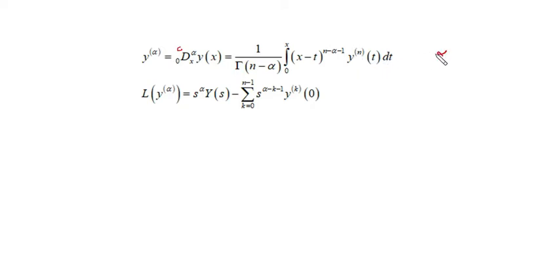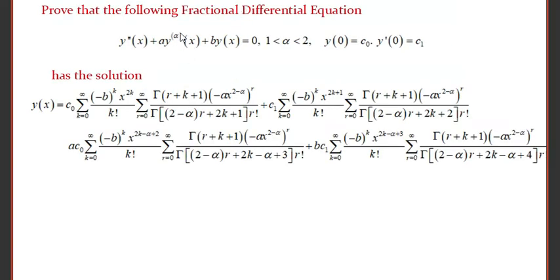Here alpha lies between n minus 1 and n, and the Laplace transform of this Caputo fractional derivative is s to the power alpha capital Y of s, which is the Laplace transform of small y of x, minus summation from k equals 0 to n minus 1 of s to the power alpha minus k minus 1 times the kth derivative of y at the point 0. k is again an index, which is the classical derivative. This is a concept we have used before, but this time I've used a different notation, y to the alpha order derivative.